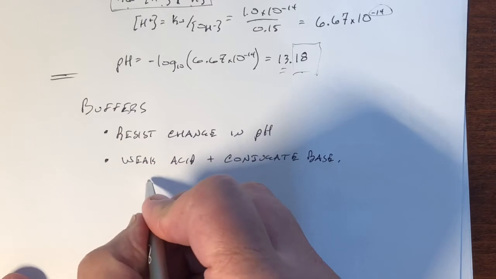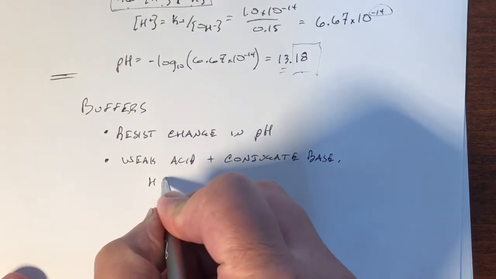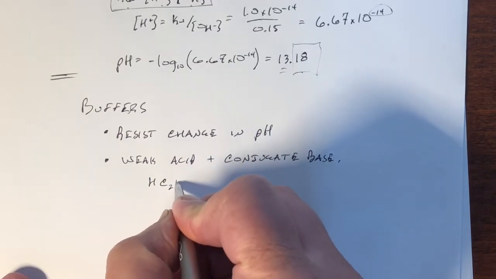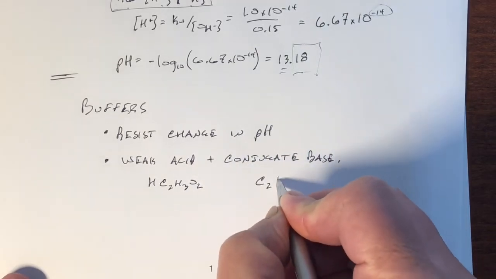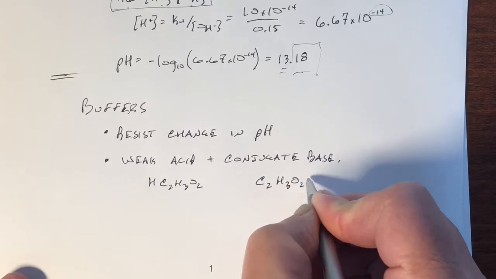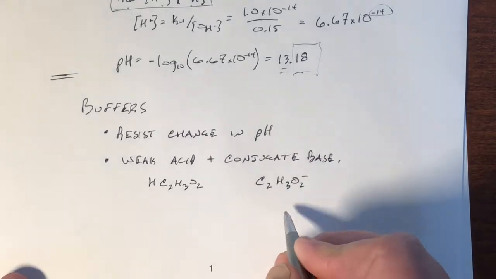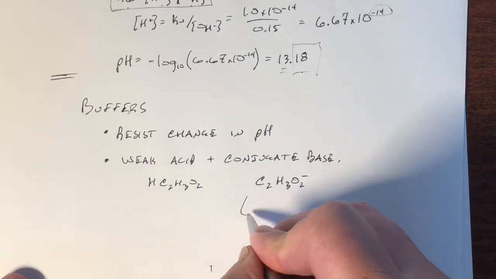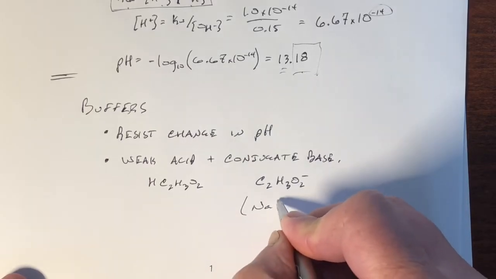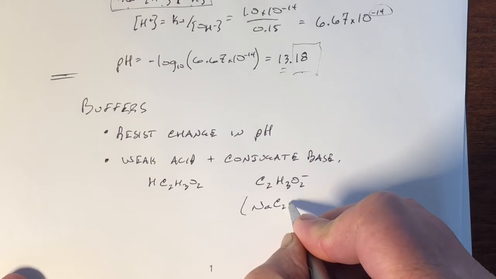So the weak acid is typically something like acetic acid, which is a popular one to use, C2H3O2, and the conjugate base is the C2H3O2 minus. But we don't add that by itself, just like we don't add hydroxide to a solution. What we really add is typically a salt of that, and a soluble salt, like sodium acetate.